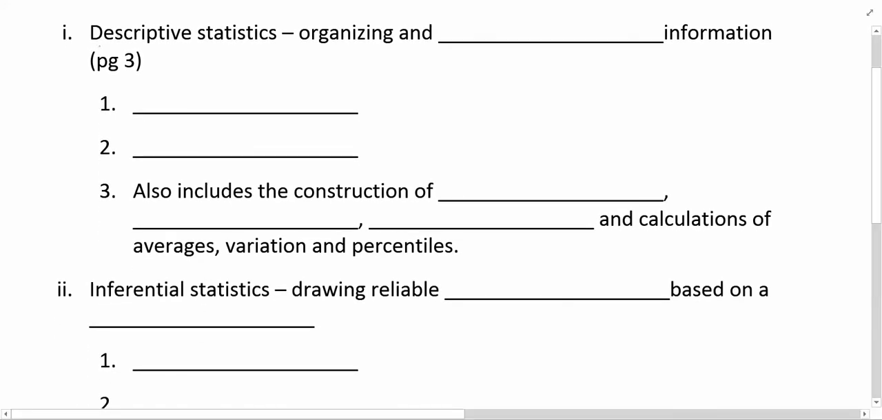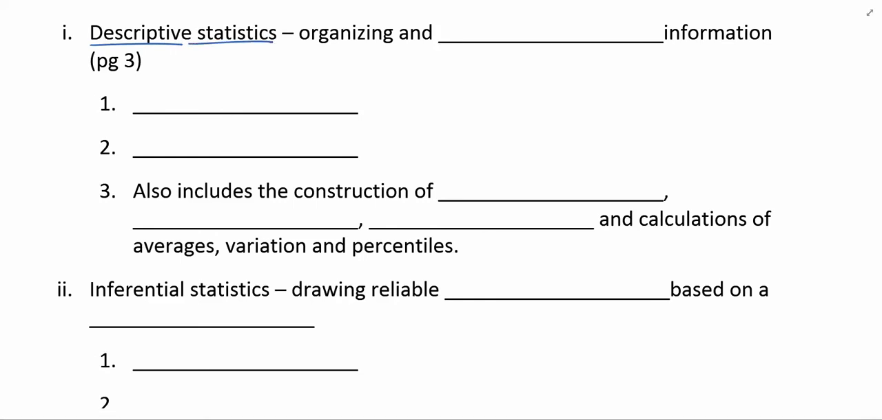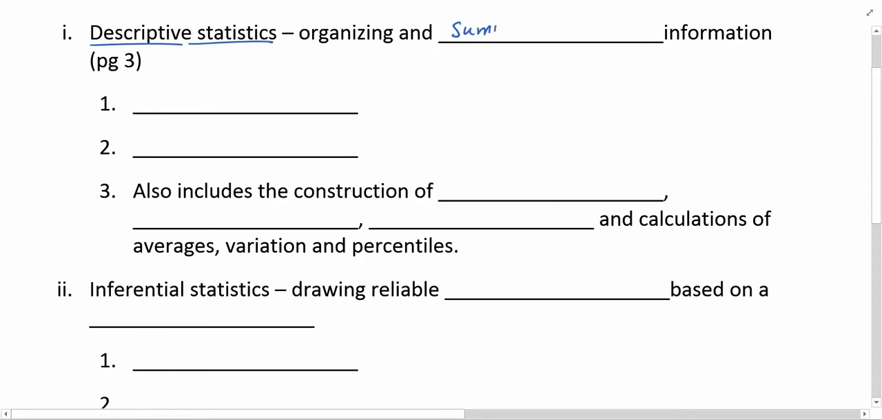So what I'd like to share with you is that descriptive statistics is the type of statistics that's used to organize and summarize information. So it's good for organizing and summarizing information. And this statement came from our textbook on page number 3, so you can access the electronic copy to see that if you need to.